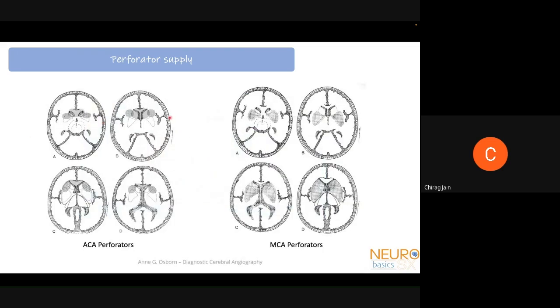This is another diagram which helps you remember the perforators arising from the ACA and MCA and the different structures of supply. As we can see, the ACA perforators supply most of the anterior structures. They supply the caudate head and the anterior part of the basal ganglia, while the rest of the basal ganglia are predominantly supplied by the MCA perforators.